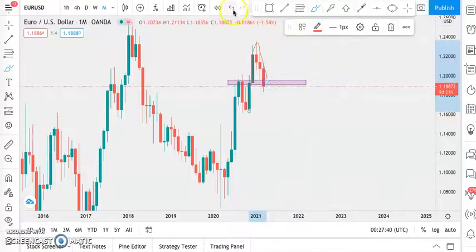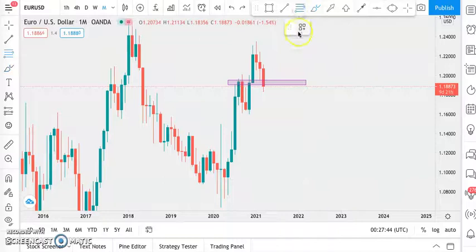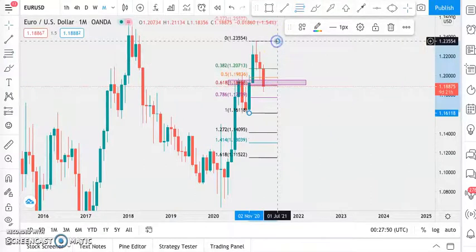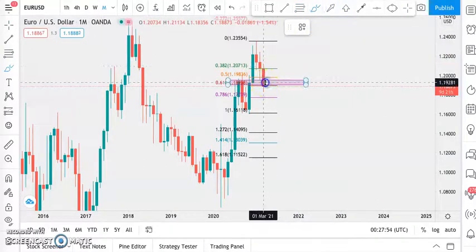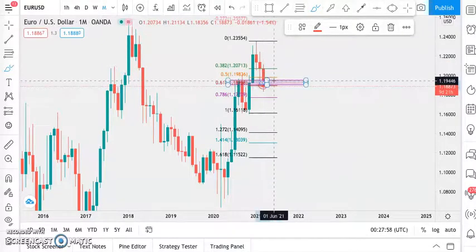Now, generally speaking, after an impulse, if you want to measure the correction, what you can do is take your Fibonacci from the low of the impulse to the high of the impulse, and we can see clearly that the market has just retraced to the 61.8 Fibonacci level, which is actually the golden ratio.